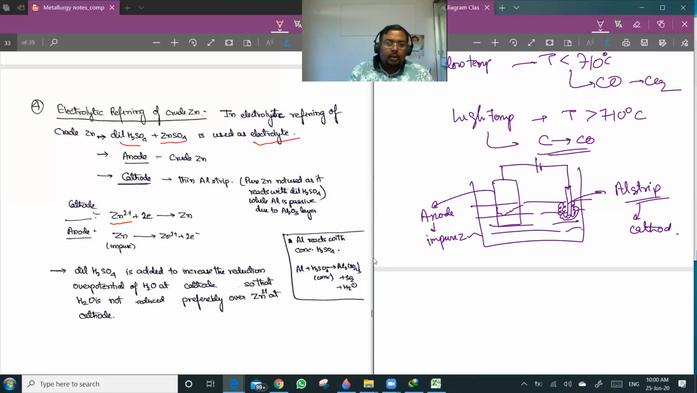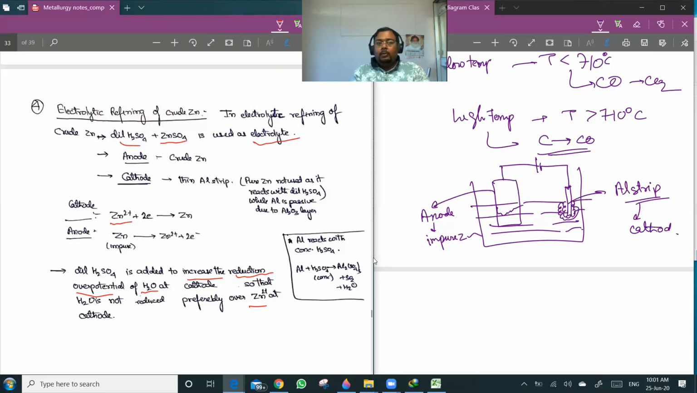Now you see why we are using dilute H2SO4: it is to increase the reduction overpotential of H2O. Generally, H2O has a higher tendency to get reduced at the cathode. So in order to prevent that, we increase the activation potential required for H2O to get reduced at the cathode. So H2O is not reduced here, and Zn2+ is preferentially reduced.